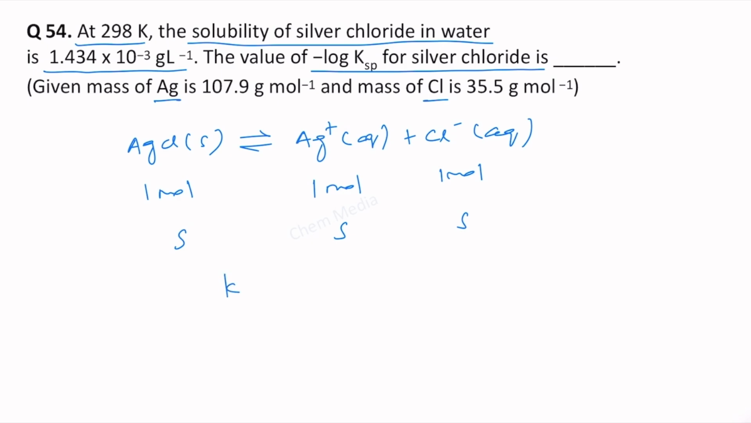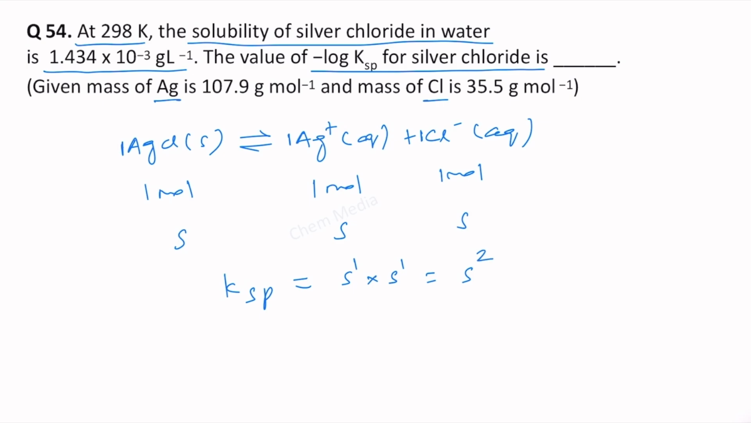Therefore, solubility product, we can write it this way. Solubility product is equal to the product of molar concentration of the constituent ions raised to the respective stoichiometric coefficients. Here the stoichiometric coefficient is 1 everywhere. So, therefore, this is S to the power 1 times S to the power 1. Therefore, this is simply equal to S square.